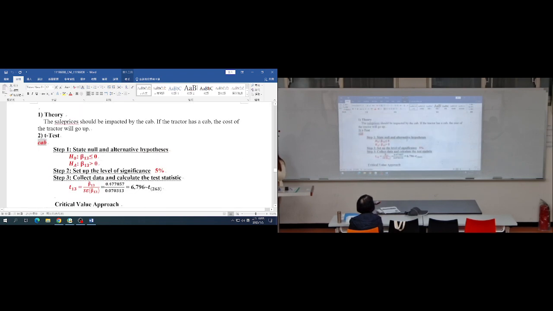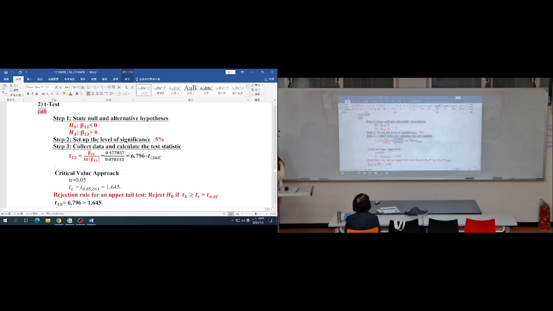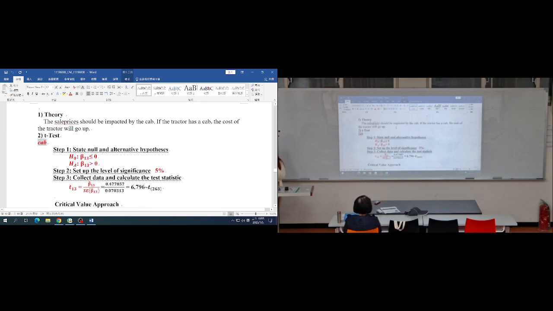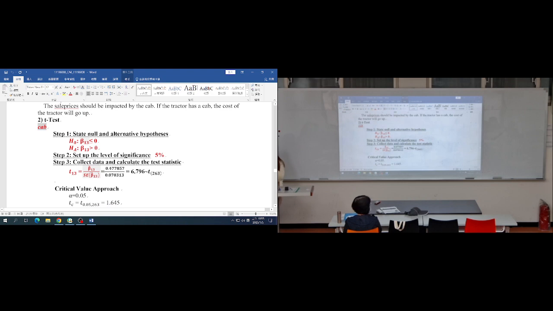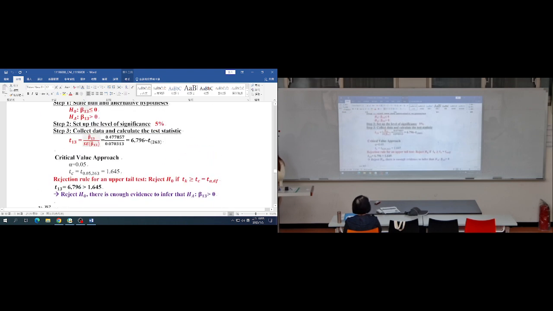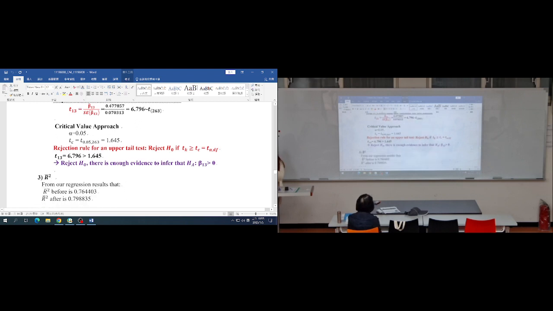And in theory, we insist that the sale price should be impacted by the cap. If the tractor has a cap, the cost of the tractor will go up, based on the statement in the book. And then we also do the t statistics here by the critical value approach, and we reject the H0 here.